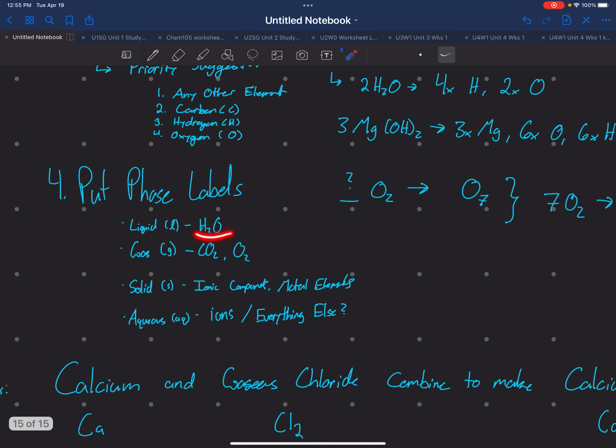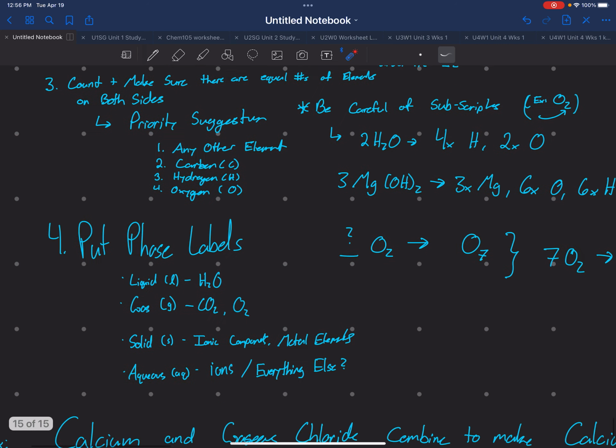So liquid, H2O; gas, CO2, O2. Solids, I usually just put anything that's ionic as a solid, or if it's a metal element like aluminum, sodium, or lead, I'll just put solid. So yeah, I'm really not too confident on this, but hopefully if the other parts make sense, it will balance out.